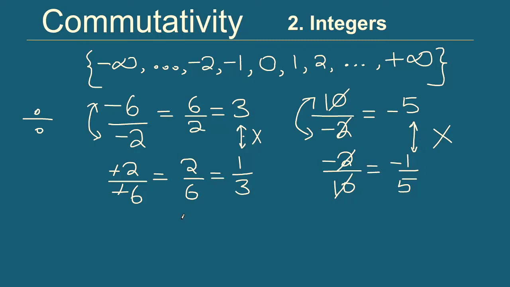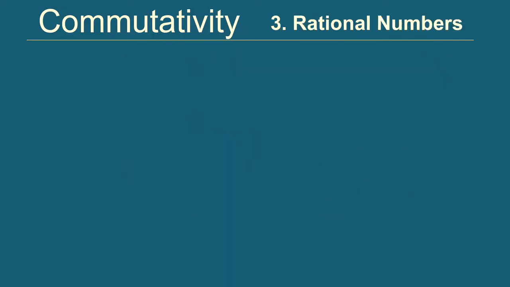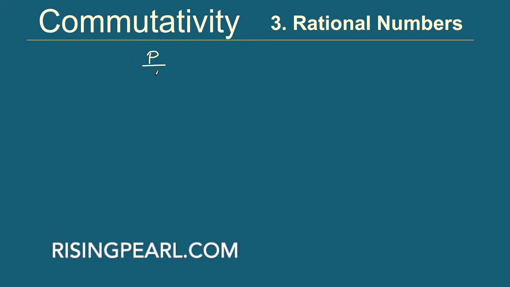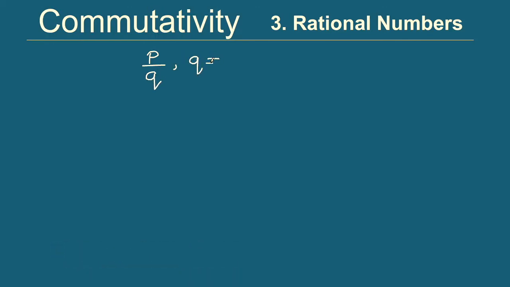So we realize that A divided by B is not equal to B divided by A, where A, B are two integers. So we say that for integers, division is not commutative. Now let's move on to rational numbers. We know rational numbers are simply numbers that can be written in the form of P by Q, where P and Q are both integers, but Q is not equal to 0.